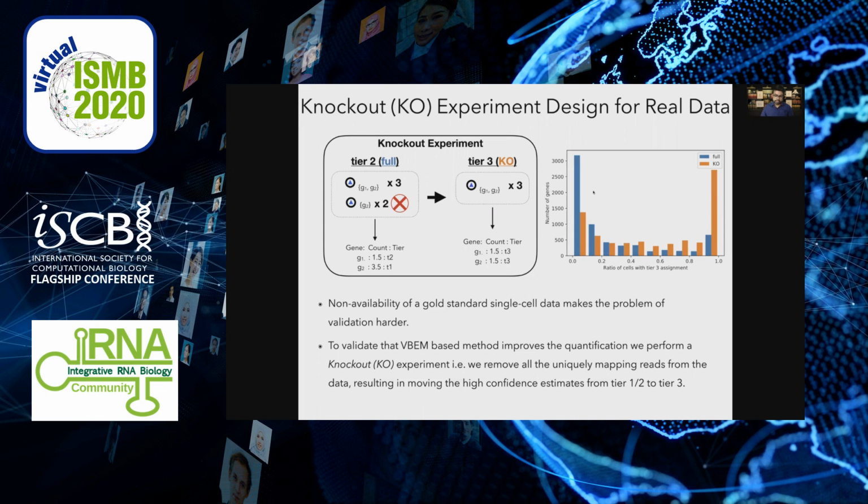Before we move on to results, I just want to show that the knockout experiment is even working. We take a real experiment and figure out what fraction of the estimates are tier 3 before and after performing a knockout. As you can see in this histogram, the fraction of tier 3 estimates before knockout, shown in blue, was much lower. But as we perform the knockout, the fraction of tier 3 genes increases dramatically.